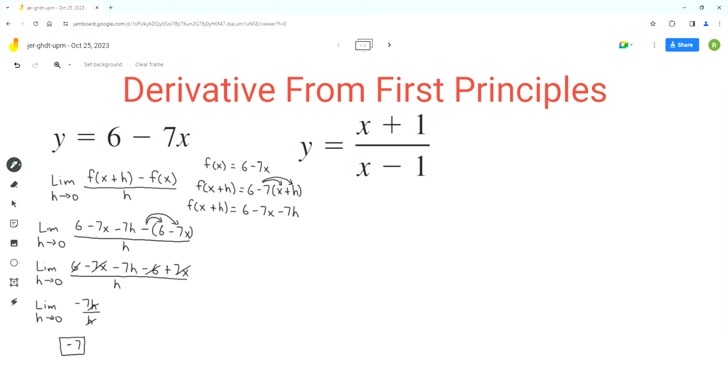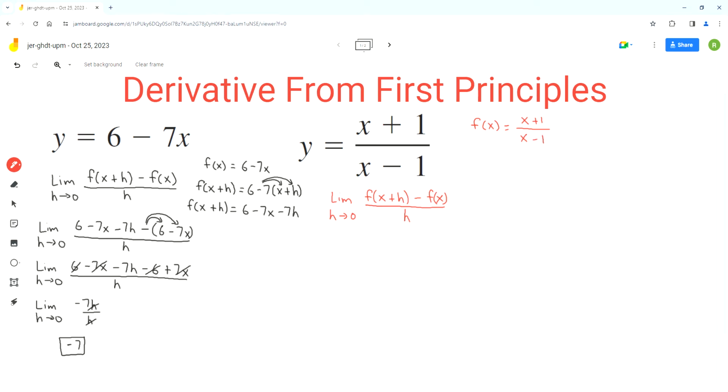Now we can analyze the second function. We'll start with the expression for the derivative from first principles. Limit h approaches 0 of f at x plus h minus f at x over h. Now here f at x is this given function. So f at x is equal to x plus 1 over x minus 1.